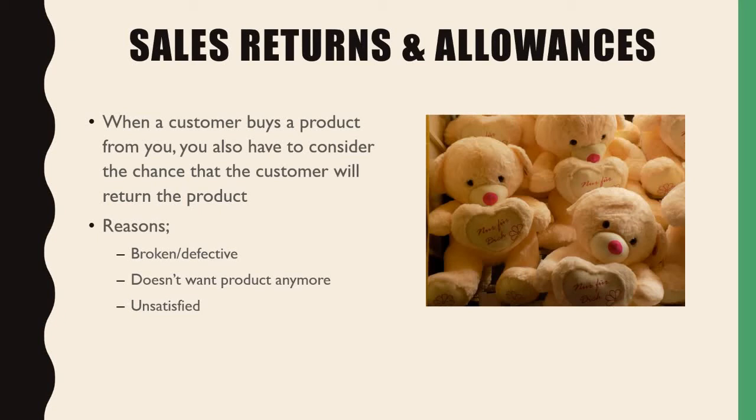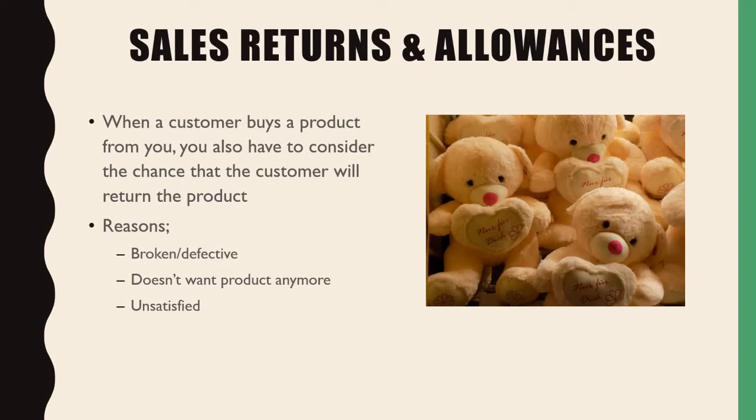Right. So there are many reasons. It could be even that they just don't want it anymore, or they're just unsatisfied. So many people buy gifts for other people, and that's usually a common reason why you're more likely to get a return or an allowance. Because in this case, right, it's a product that they don't like. They want to return it. They want to exchange it.